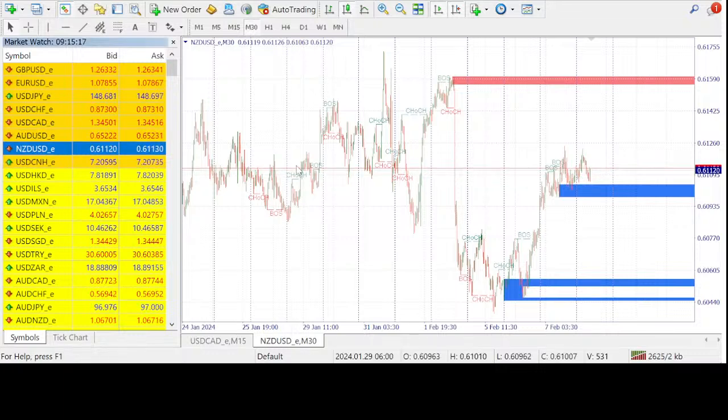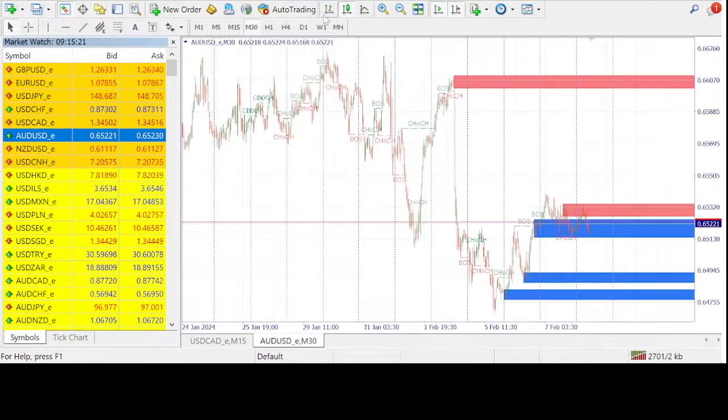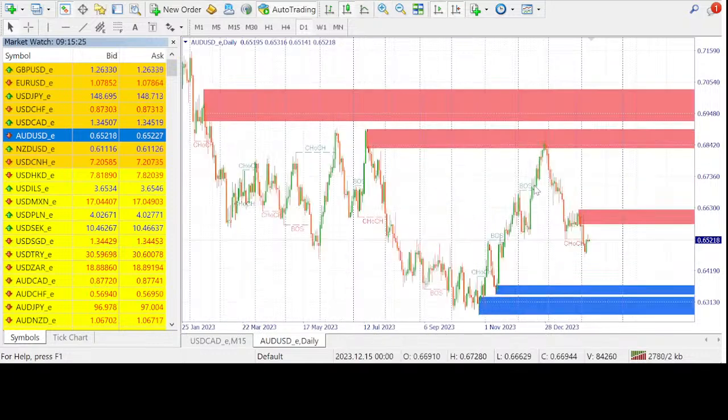Also, my next chart is AUDUSD. This is downwards. We have a very good downtrend, as you can see. We have several resistance zones. The first one, the second one, and this one here.